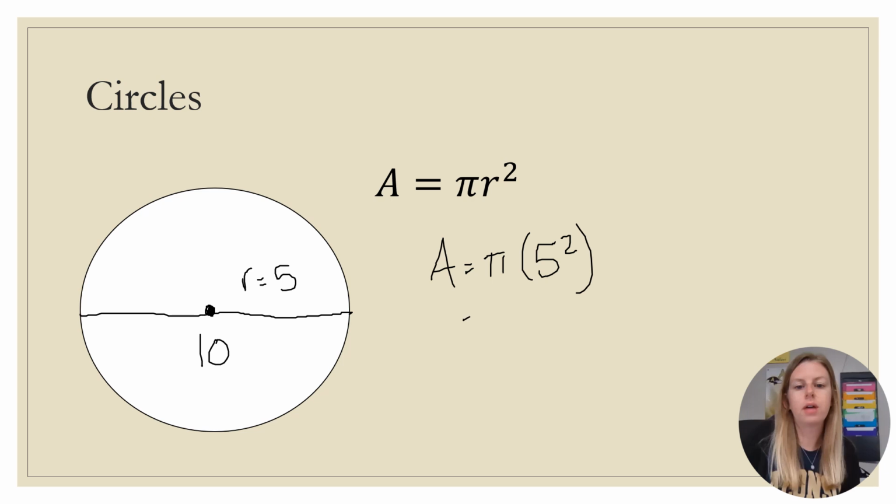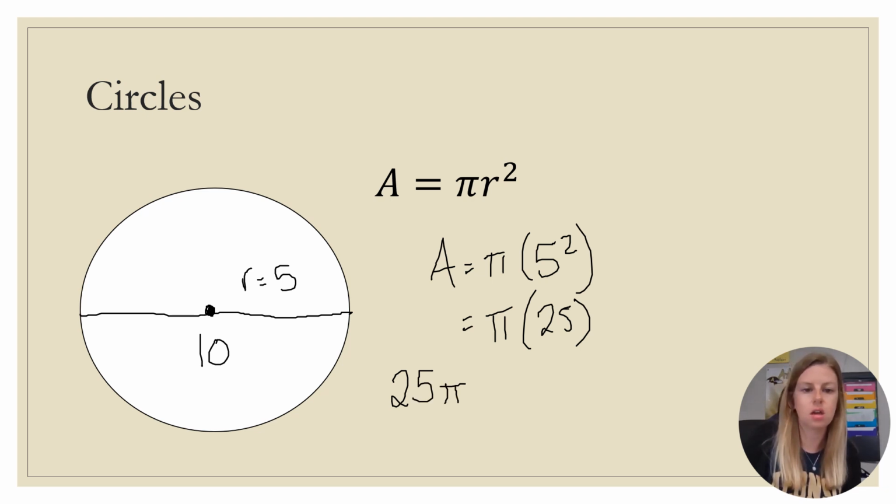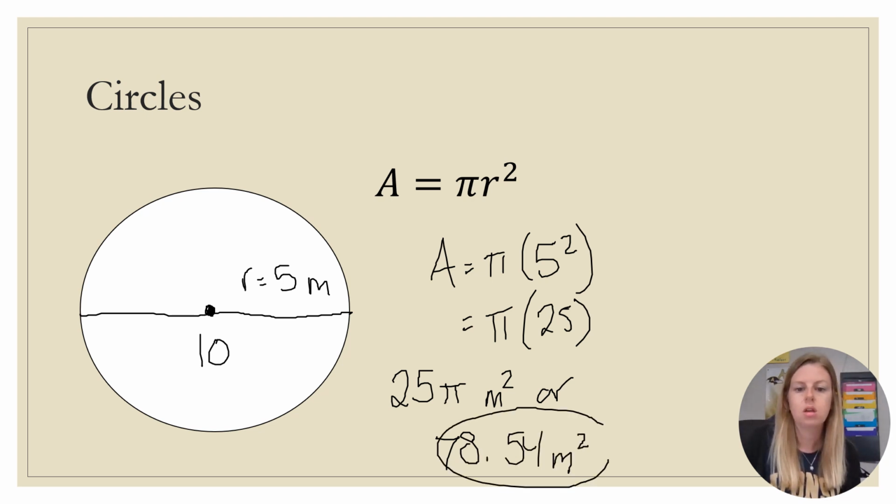All right, so then we're going to go ahead and do pi times 25. Now remember, we could leave this in terms of pi, so that'd be 25 pi. Let's give this, I don't know, meters, okay? So we would say 25 pi meters squared, or if I want to actually turn it into a decimal, multiply 25 times pi in the calculator, and we get 78.54 meters squared after we round it, okay?